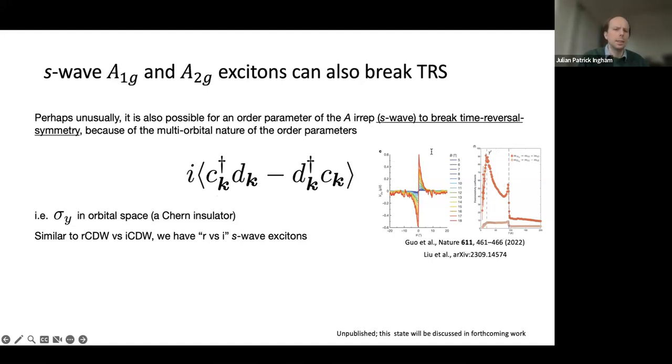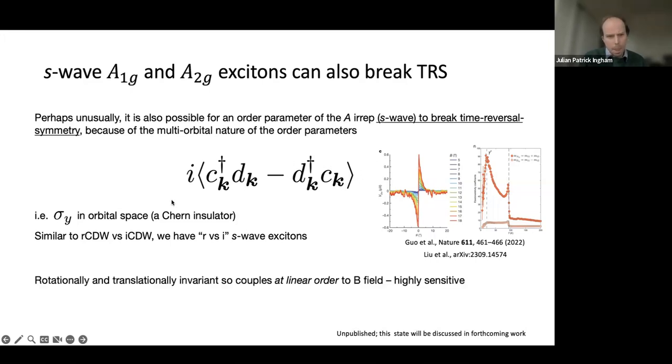This might have relevance to some of the experiments that have been done on these materials around the 40 Kelvin range, which give evidence of some phase that kicks in that transforms in the A representation. So there are these elastoresistance measurements and the magnetochiral anisotropy that I mentioned some slides previously. The fact that this thing is rotationally and translationally invariant means that it couples at linear order to an applied magnetic field. So it's highly sensitive to applied fields, consistent with the sensitivity of this A state that appears around 40 Kelvin.